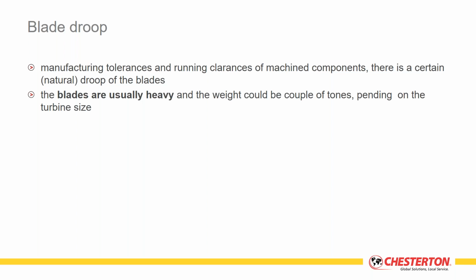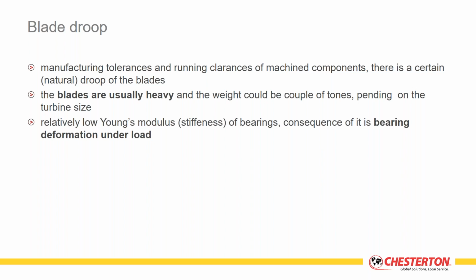The second aspect is that the blades are usually heavy. We are talking about a couple of tons, especially in large sized turbines. And the gravity force tries to move the blades out from the center line. The third point is that some of the bearing materials used in the turbine, in the runner blade trunnion applications, are relatively soft.